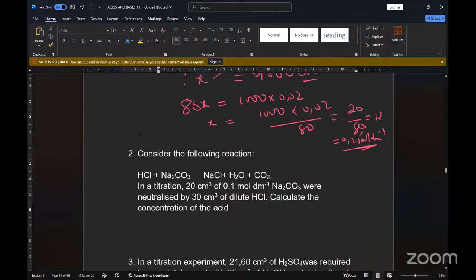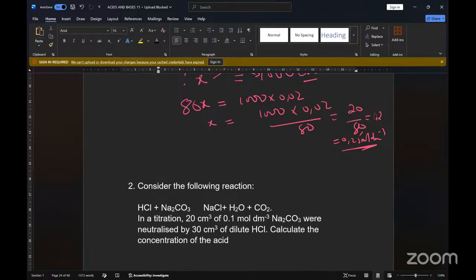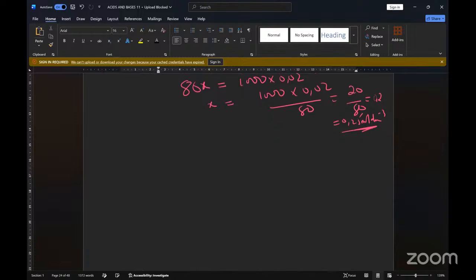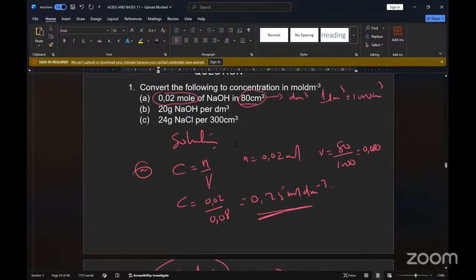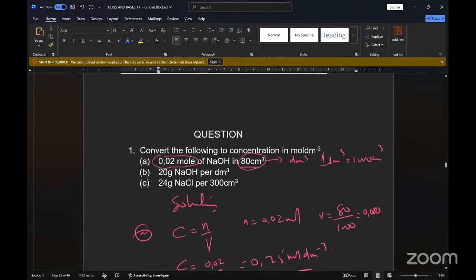So let's quickly go to the second. Oh, we haven't finished. There are more examples there. Let's go to the second example. The second example says 20 grams per dm cube. This is already in dm cube, so you don't have to change any volume, okay?